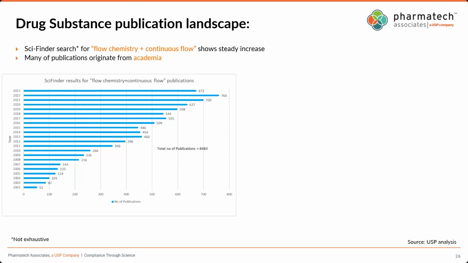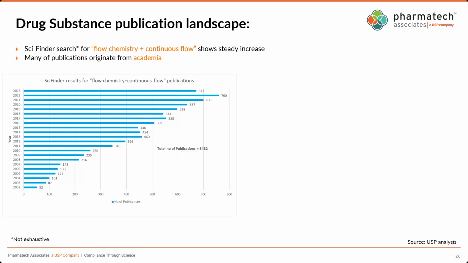Yeah, so now since you have looked into the commercial landscape, let us quickly understand how the publication landscape looks like on the academia side. So one way to do it is, we did a quick SciFinder search of flow chemistry and continuous manufacturing, and you can see for the past 20 years a steady increase in the publications. However, most of these publications originate from academia.